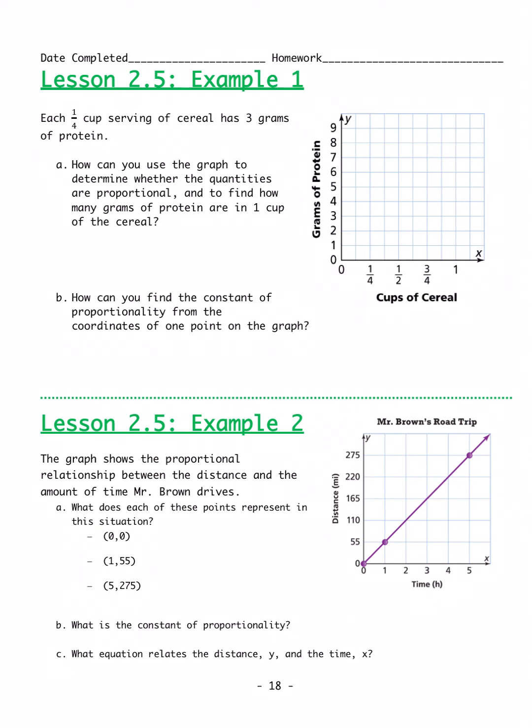So they gave us the axes. That was awesome. We don't have to figure out where they go. And that's where our cups of cereal are, down here. And our grams of protein is on our y-axis, so our cups of cereal is our x, and our grams of protein is our y. They've already told us, so we don't have to figure it out. So we're going to go ahead and graph that first point of 1/4 cup for 3 grams. So that would go right here. And that's that first point.